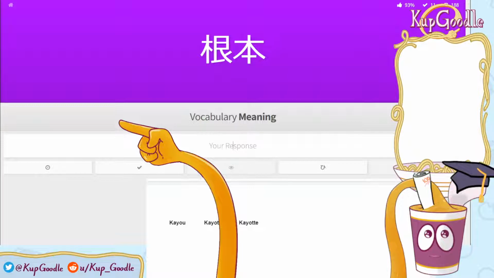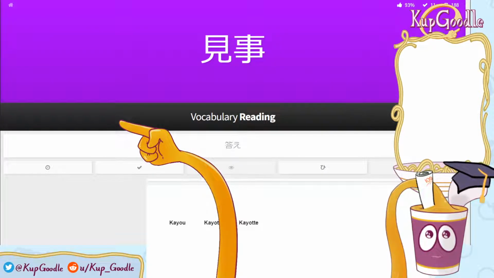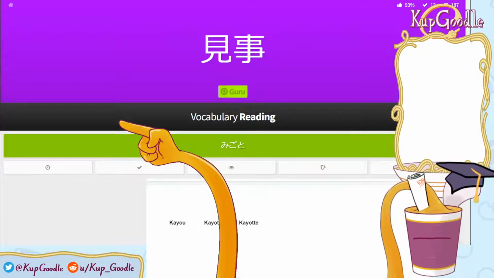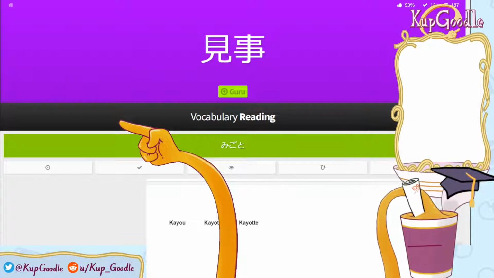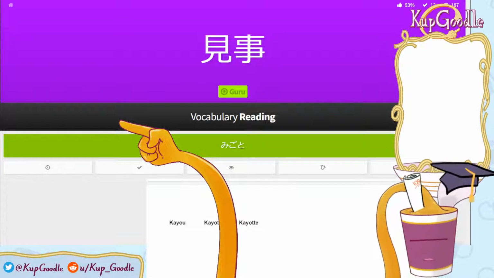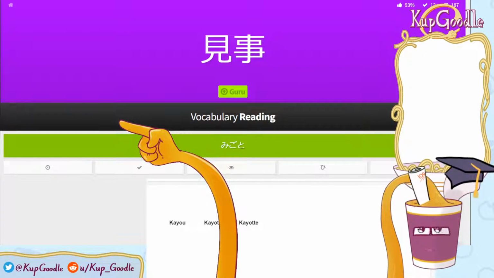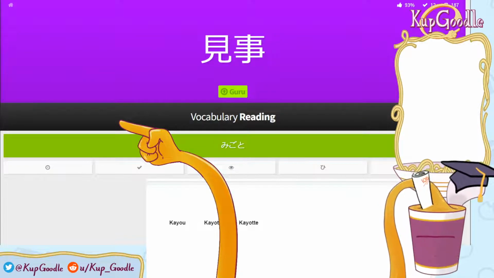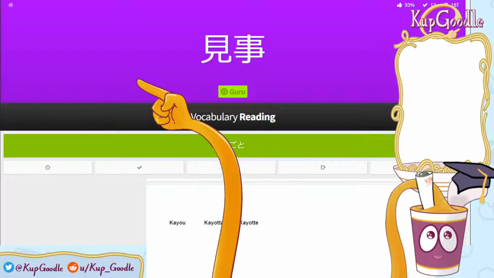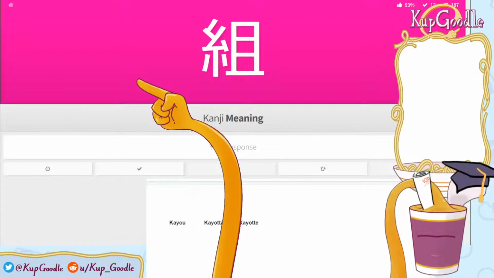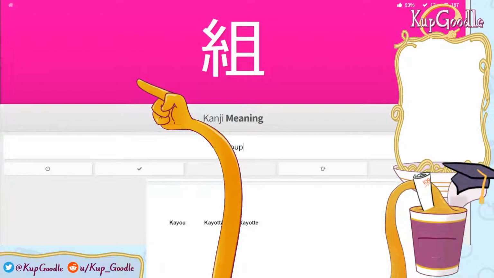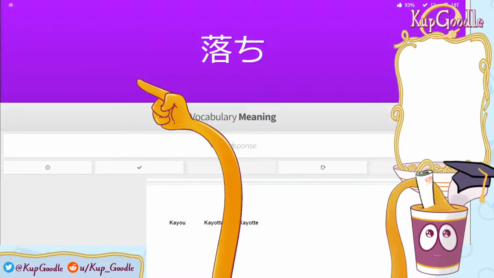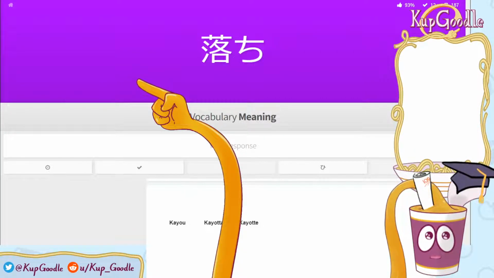So this is konpon. This means the source, the origin. Migoto. Group. Agumi. Ochi. This is the drop, the end, the denouement.